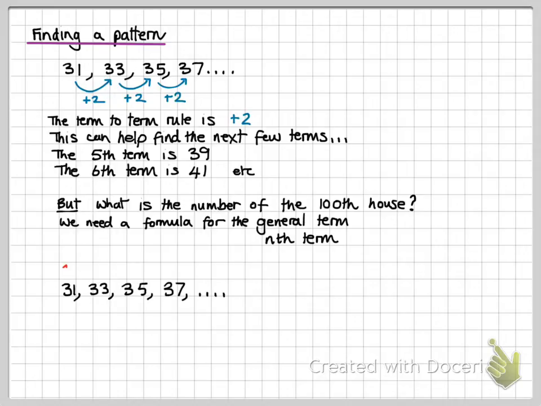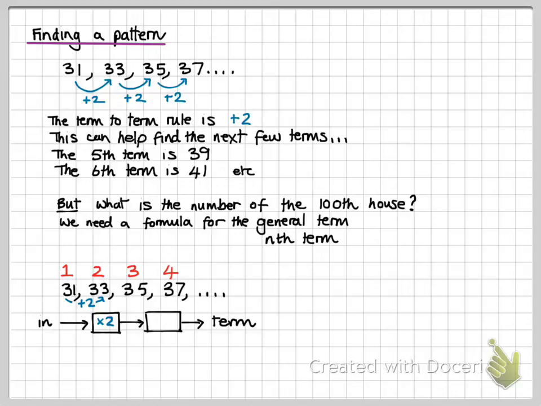First of all, we look at the term-to-term rule. And remember, we spotted it was a +2 rule. So, if going from one term to the next, I actually add 2, what I'm doing is counting up in lots of 2. Or counting in 2s, we do that when we do the 2 times table. And it gives us a clue to the first part of our general rule.